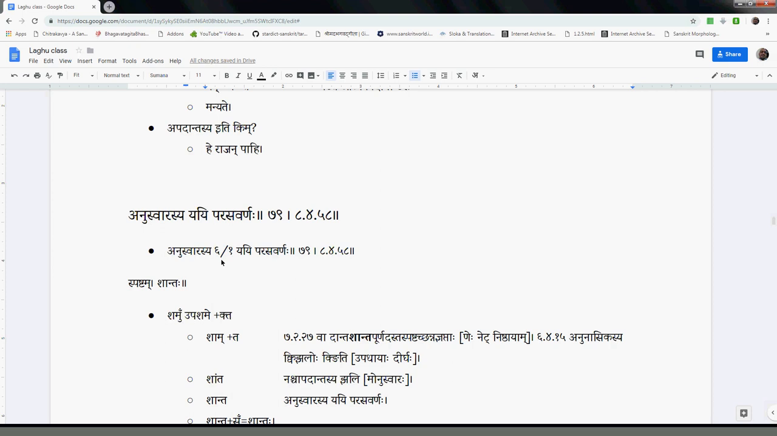This sutra says, Anuswarasya Yai. Yai is when Yai letter follows. Yai is a Pratyahara from Maheshwara Sutra. What happens? Parasavarana Adesha Bhavati. So, Pasi Anuswarasya Yai Parasavarana is 8458.